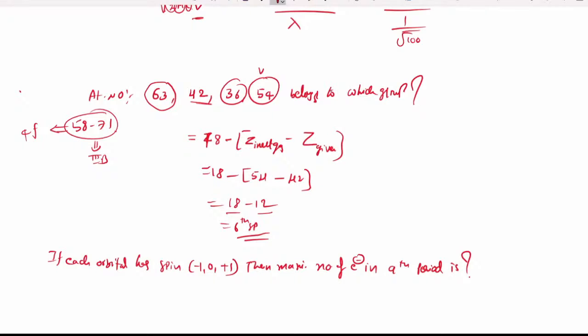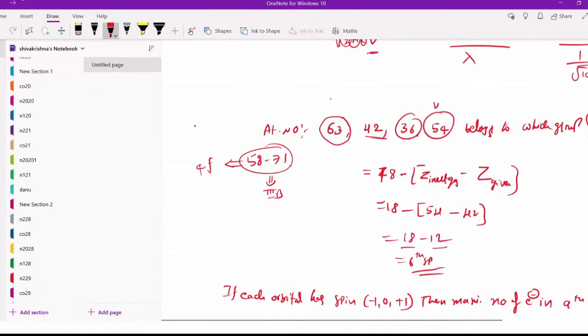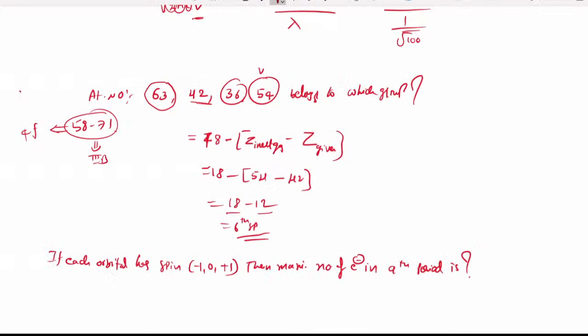Anybody in the class? Yes, Akash Kumar, good boy. 75. Very good. You did a good job. Why? Each orbital has spin -1, 0, +1, and each orbital accommodates 3 electrons. If 2 electrons, how many would there be? If you know that, automatically you can know for 3 electrons.